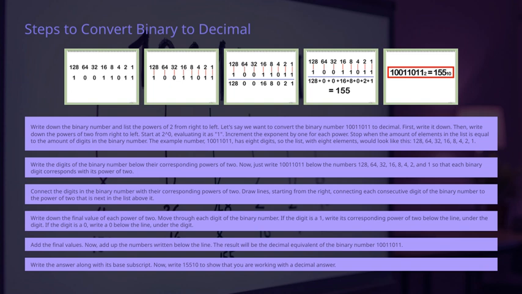Finally, add up all the numbers written below the line. The sum of these values gives you the decimal equivalent of the binary number. For our example, the total is 155. To clearly indicate the base, write it as 155 with a subscript 10, showing that it's a decimal number.